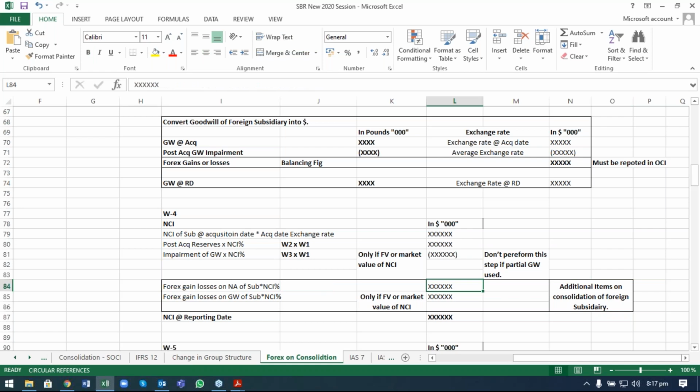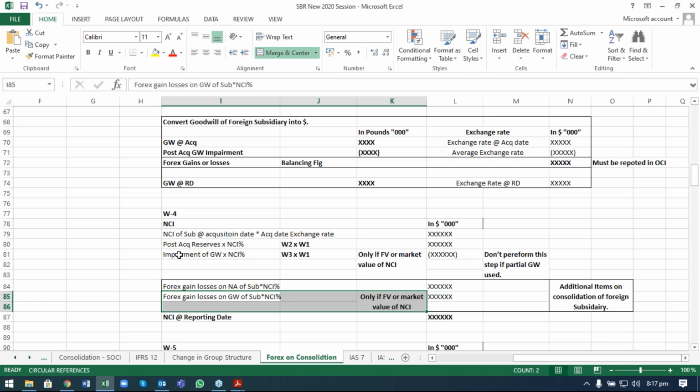Any foreign exchange gains or losses on the translation of net assets of a foreign subsidiary should be assigned to NCI. But foreign exchange losses on goodwill should be accounted for in the same way as you have accounted for this impairment, right? If the full goodwill method was used, only then should these foreign exchange gains and losses on the goodwill be assigned to NCI. But if the partial goodwill method is used, then as goodwill is not associated with NCI, you cannot assign any gains or losses on the retranslation of goodwill to NCI because it doesn't belong to NCI. I hope it's pretty clear to everyone.